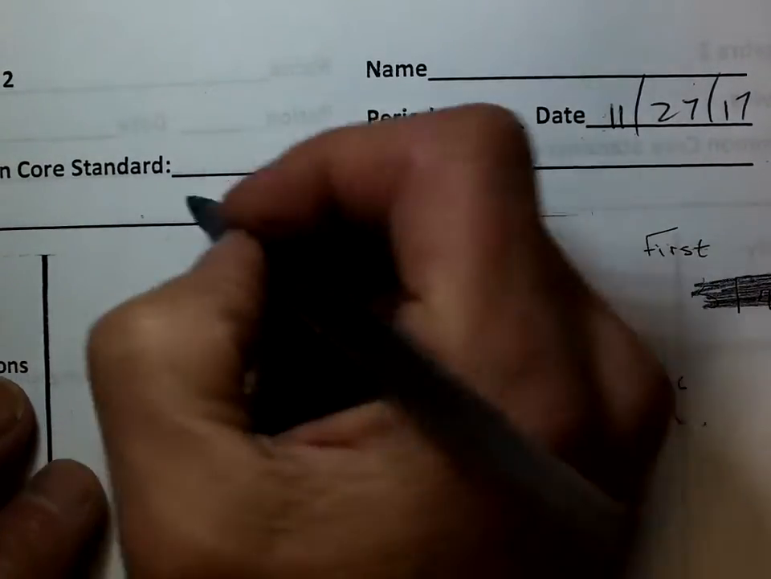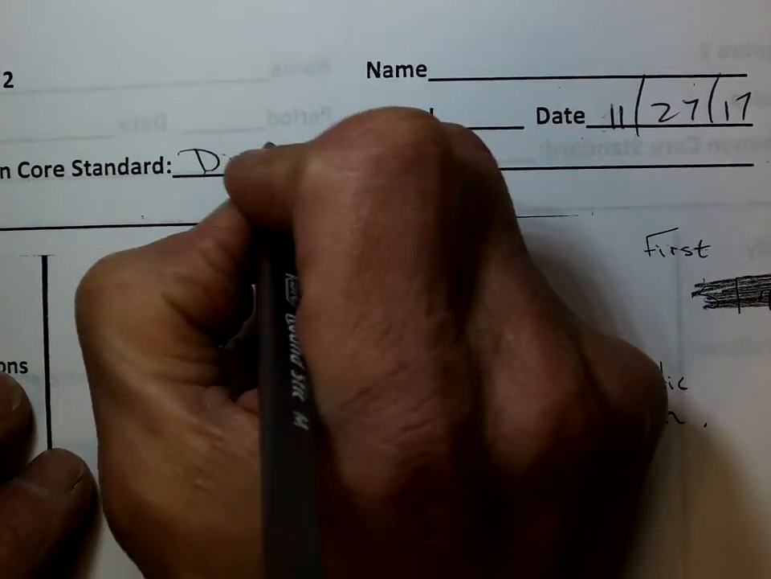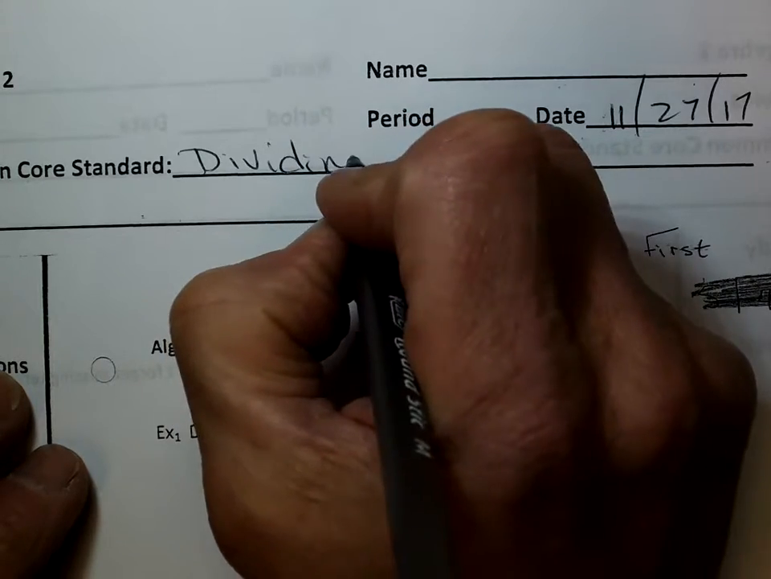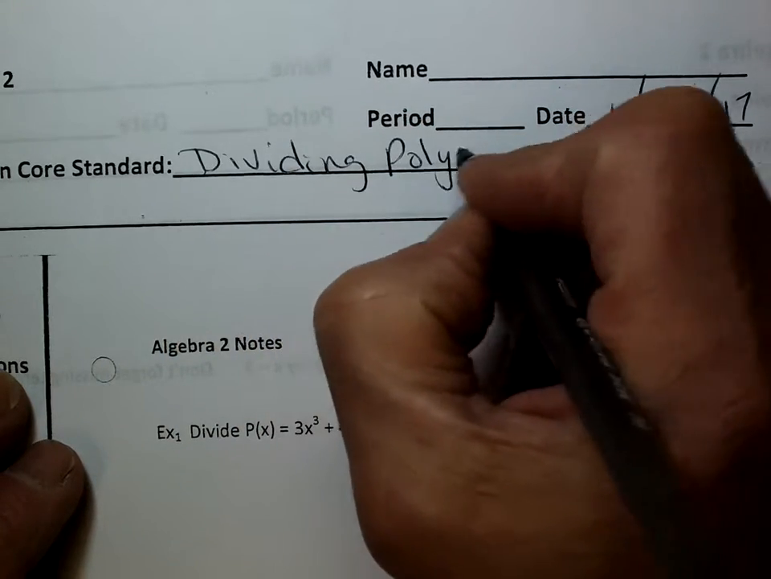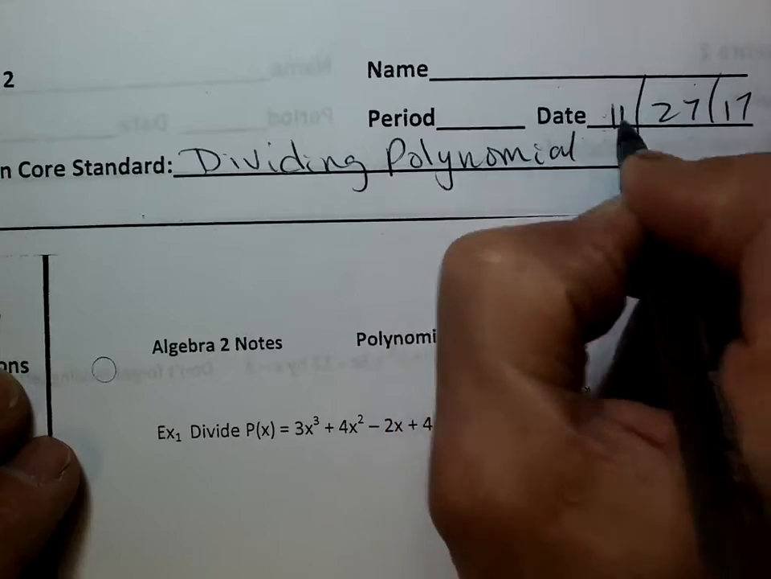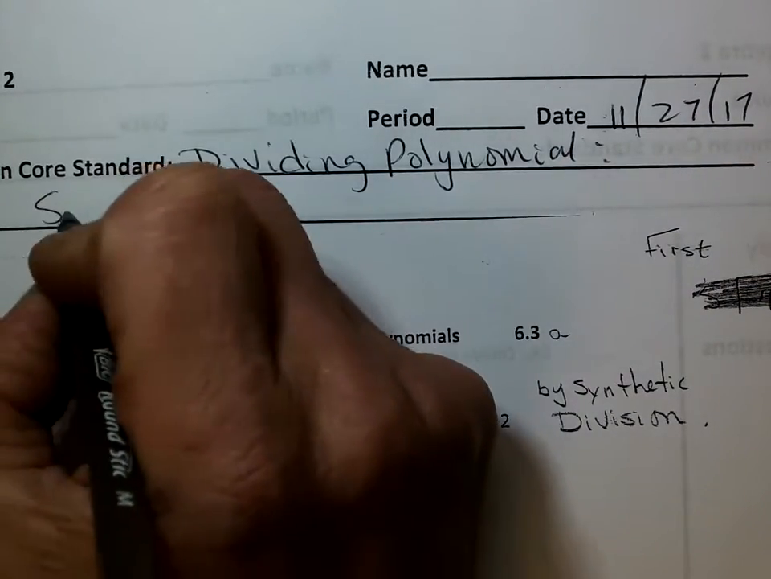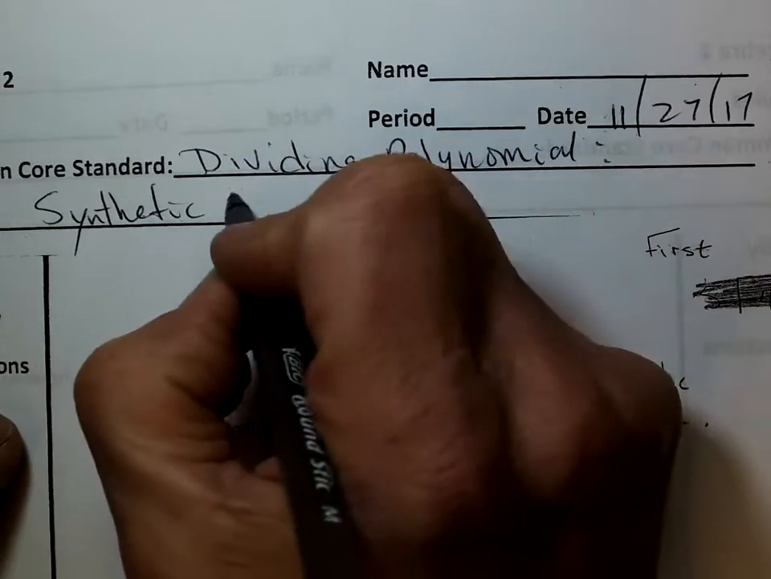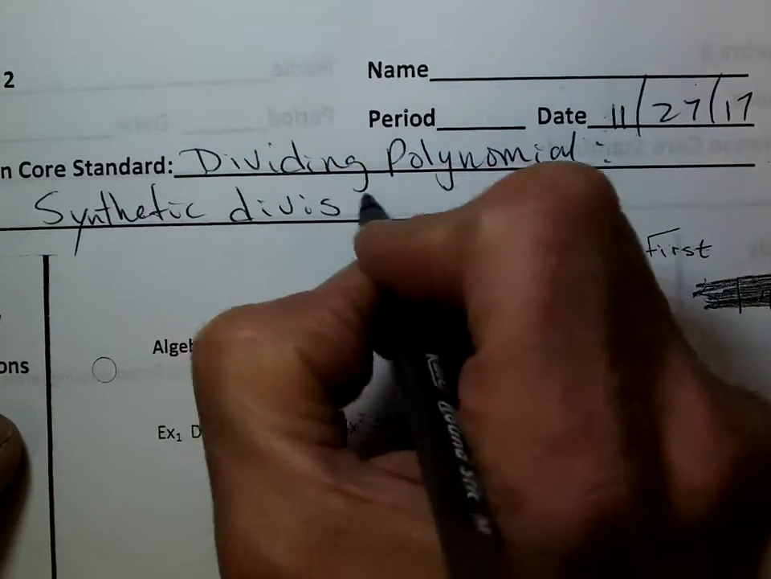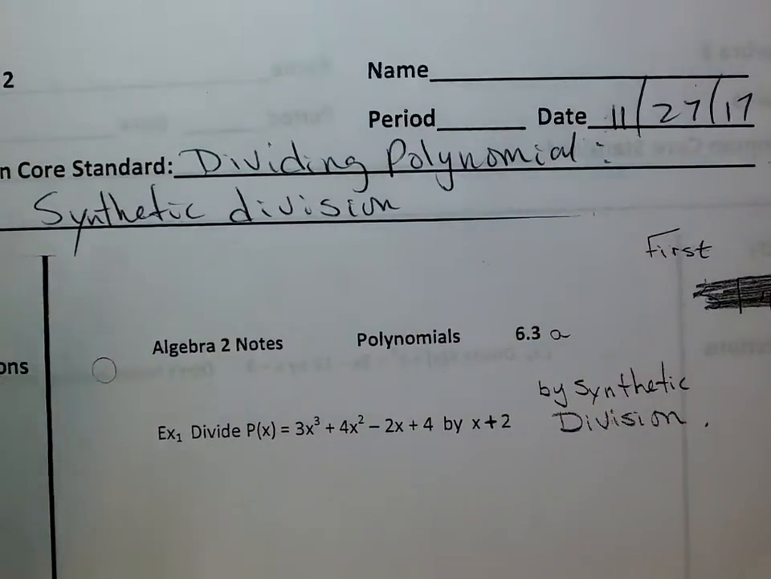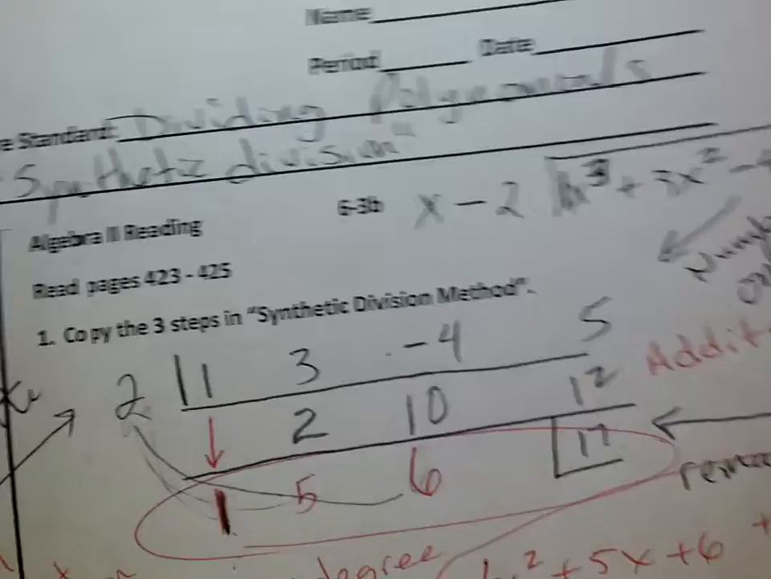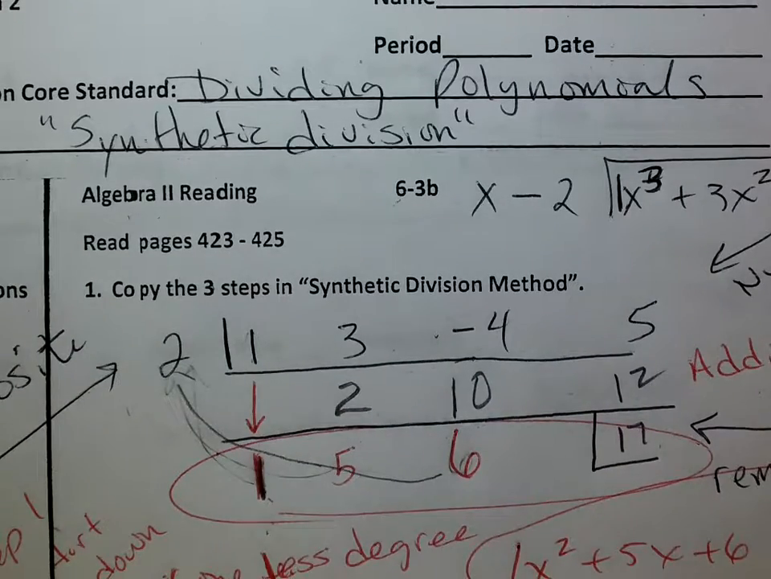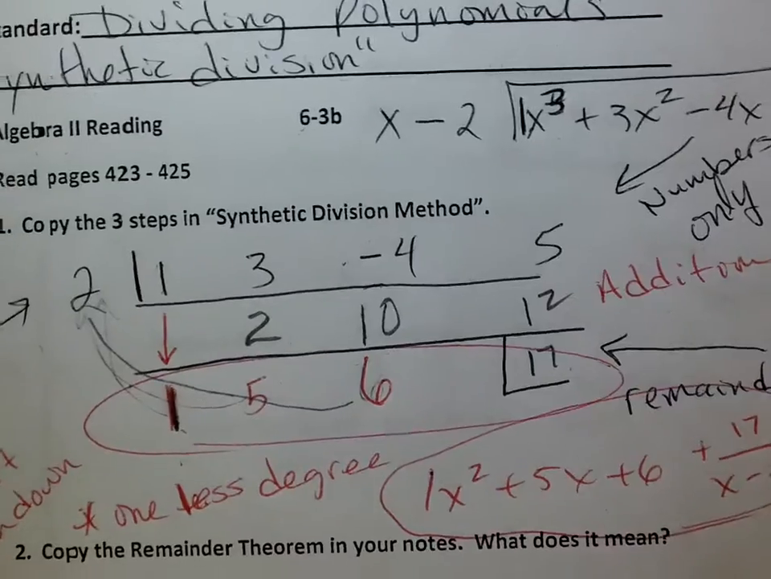So the Common Core standard really is dividing polynomials. And we're going to do it by synthetic division, okay? If we look at our notes in our reading, it doesn't even look like dividing at all. In fact, it looks really weird, doesn't it? But it is doing division by this thing called synthetic division. Okay, so let's put this back up.